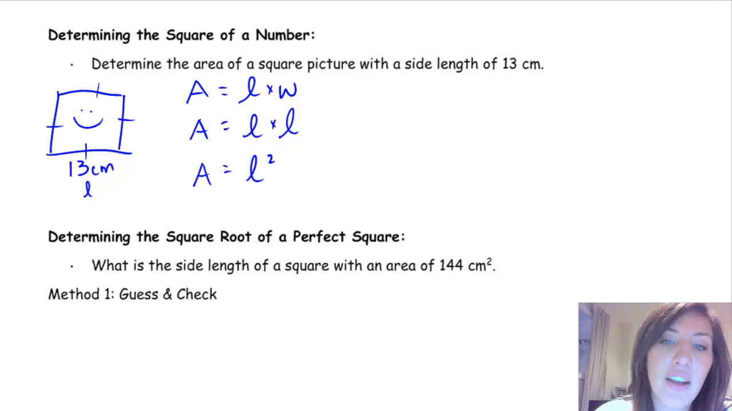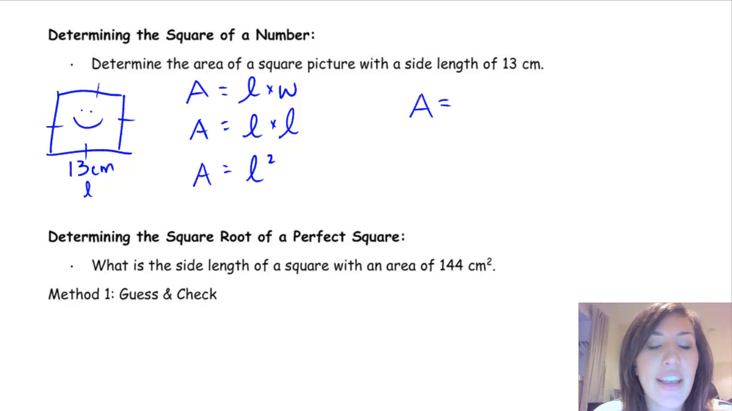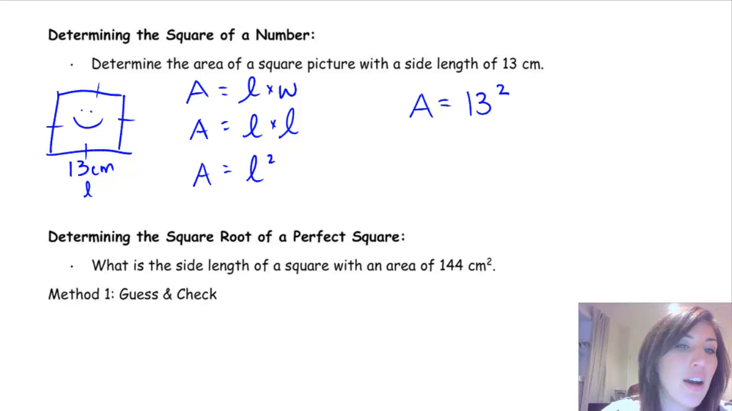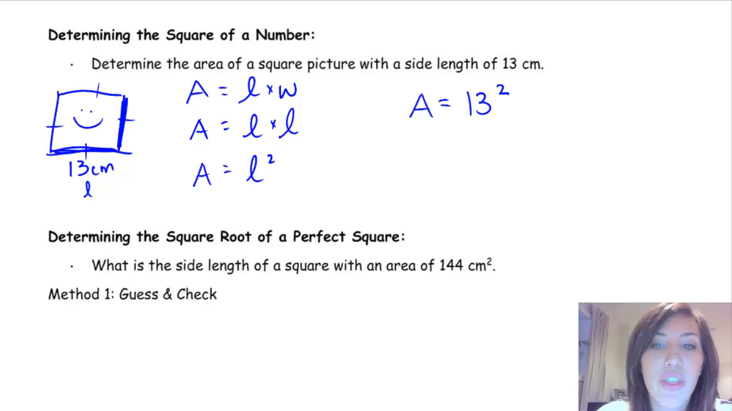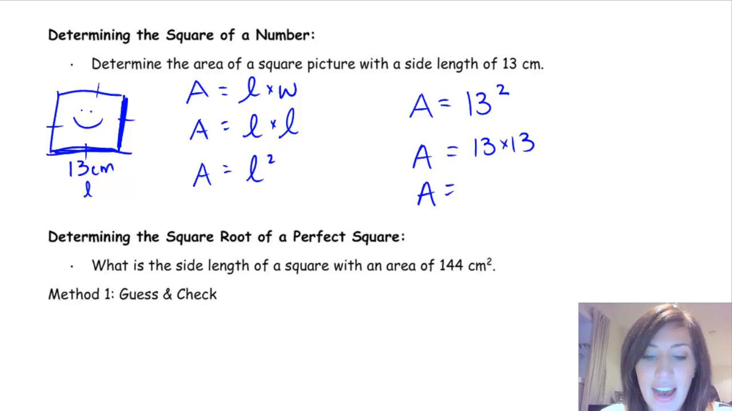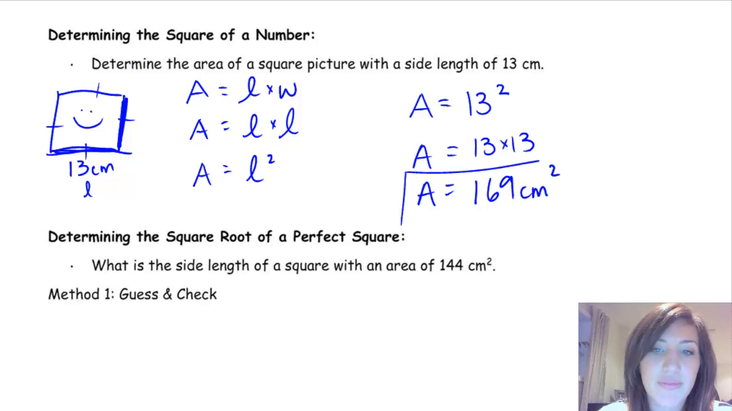So let's plug in our value of our length. Our length is 13 centimeters squared because it's 13 across and 13 up and down. So 13 squared, 13 times 13, the area is 169 centimeters squared.